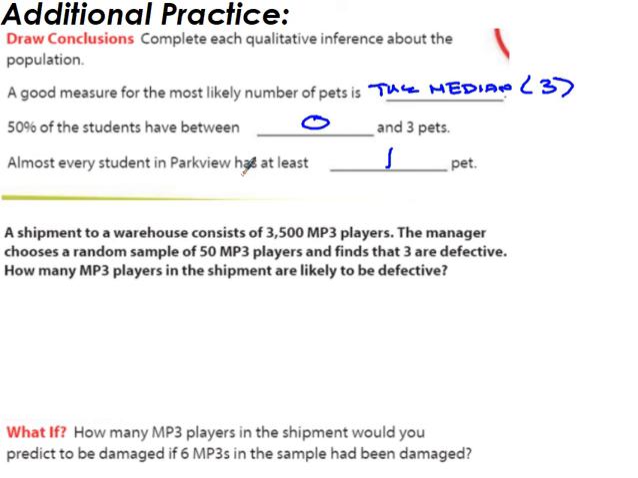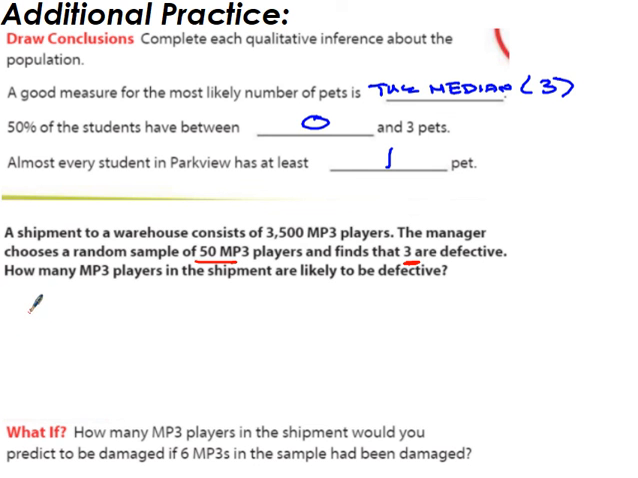The manager chooses a random sample of 50. So of this 3,500, they start opening up boxes and they find 50. And they determine that 3 of those 50 are defective. 3 of them aren't working. So now they're going to use this random sample. They randomly took 50 out of the 3,500, found out that 3 are defective, and then they're going to use that to determine how many MP3 players in the whole shipment are defective.